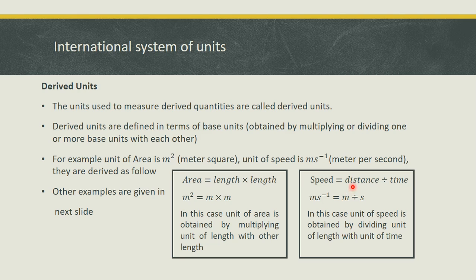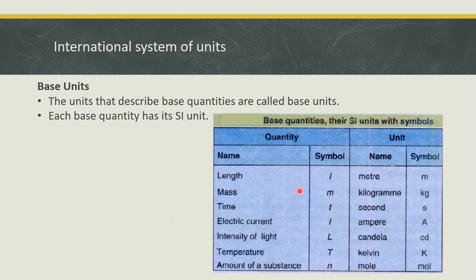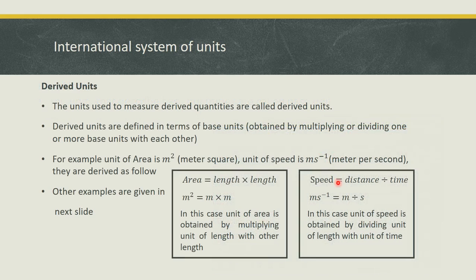That is why the unit of distance is also a meter, while the unit of time, you can see in this table, is second. So meter divided by second is meter per second. In this case, the unit of speed is obtained by dividing the unit of length by the unit of time. So remember, first of all we look at the formula, and then we see what type of base quantities are used, and then we put the unit of these base quantities, and we can get a derived unit.